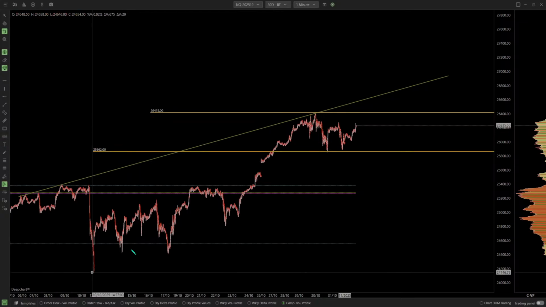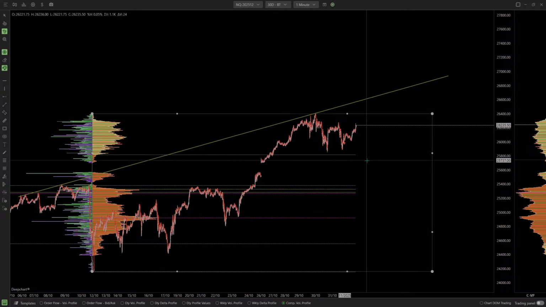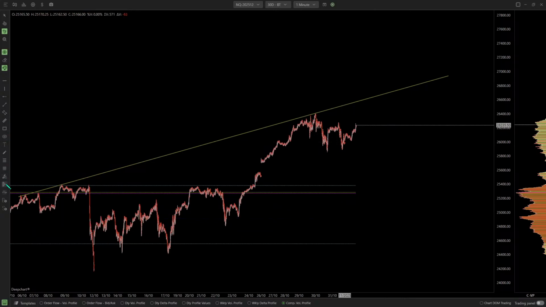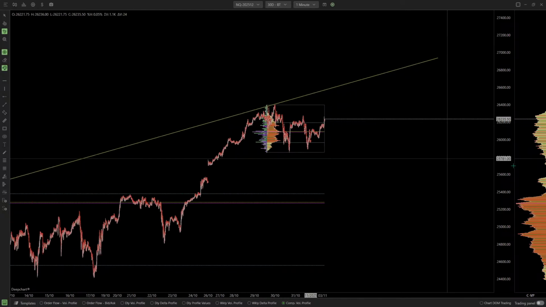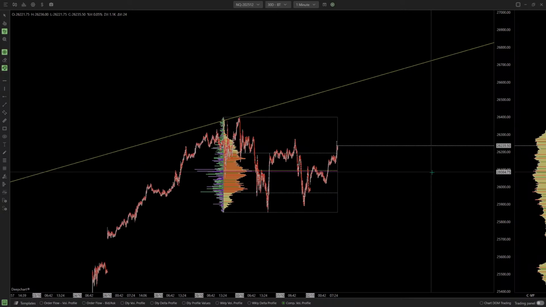Draw a volume profile for the swing. Actually, that's a little bit, we don't need that. Let's just do from here to here. Be back just a little bit farther. Gonna see what's good.